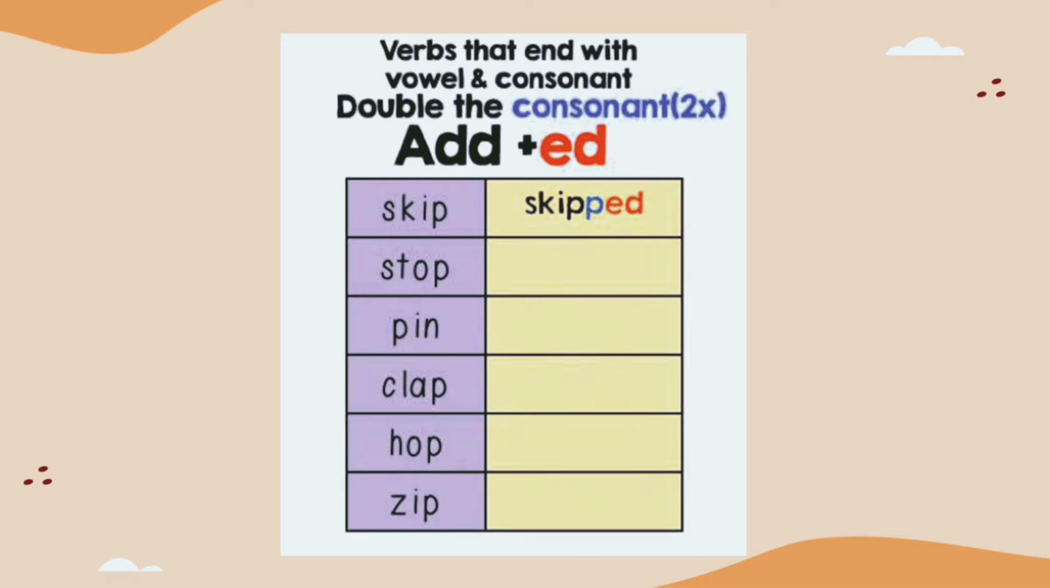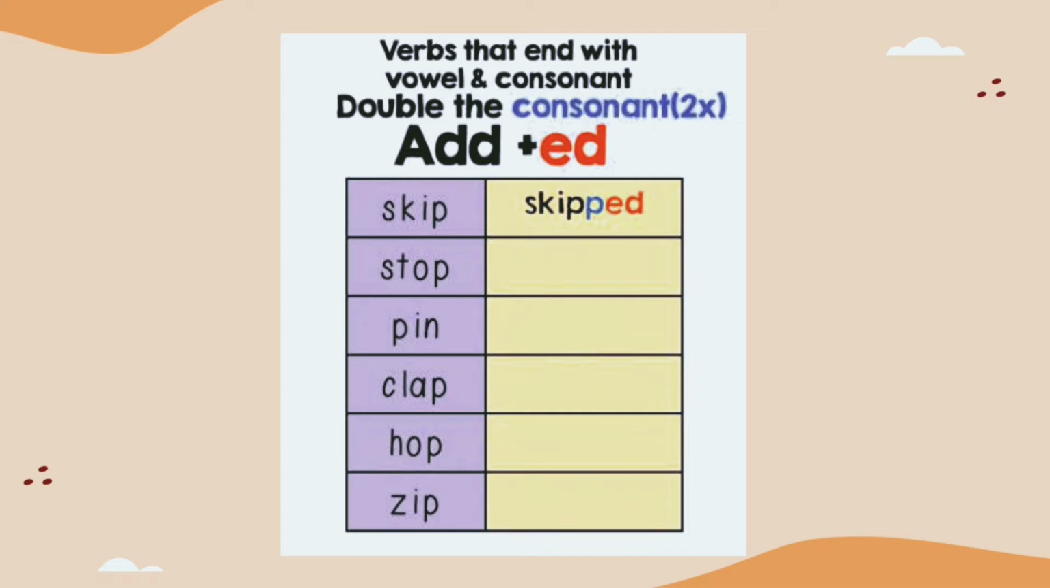Another way to turn a verb into a past simple tense is when it ends with a vowel and consonant: double the consonant, and then add ed. In the example, you can see skip, S-K-I-P, vowel I and consonant P. You add another P plus ed. Skipped.